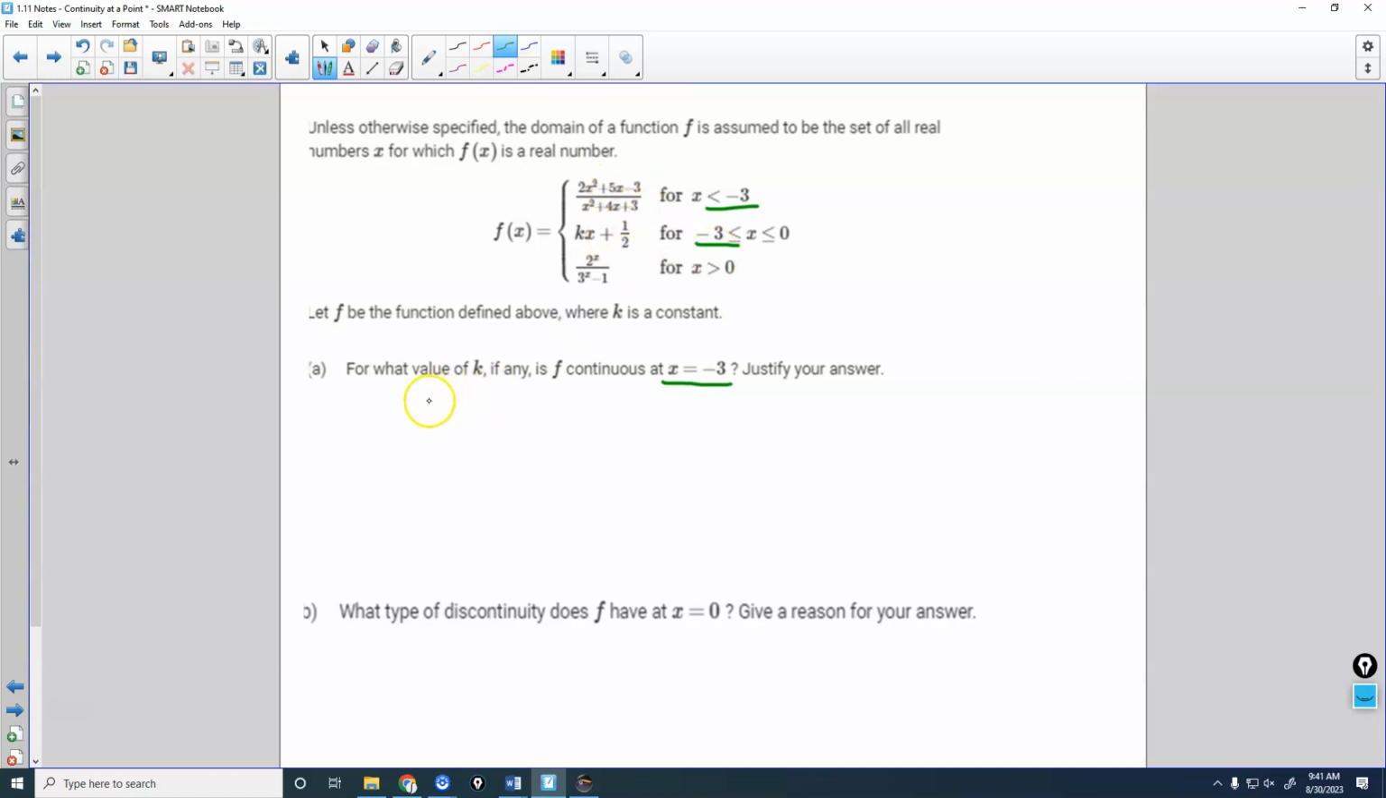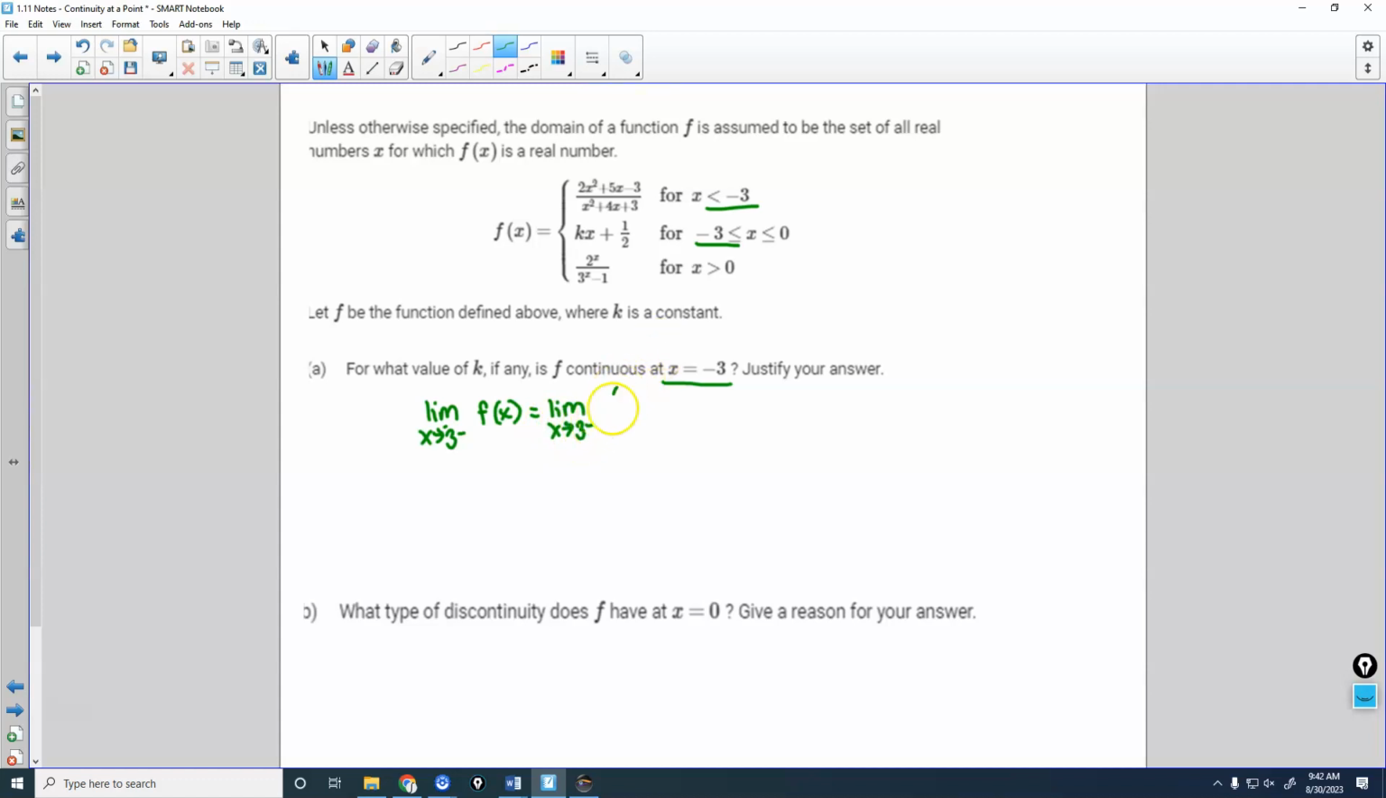So if I look at the top one, limit as x approaches -3 from the left of f of x. I'm sorry, that should be -3 from the left. I would just be plugging into that top equation. Is it going to give me 0 over 0? Let's see. I think so. Let's go ahead and factor that.